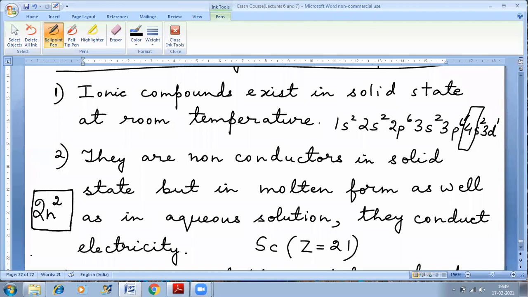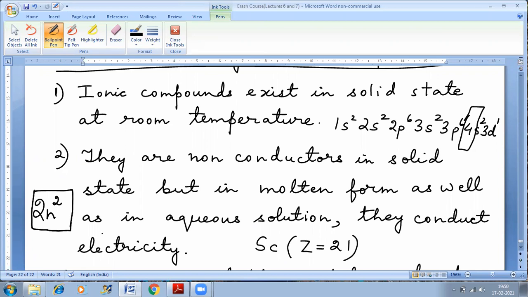It's 32. Exactly, 32. So 4 squared is 16, and 16 times 2 is 32. So the maximum capacity of the fourth shell is 32.